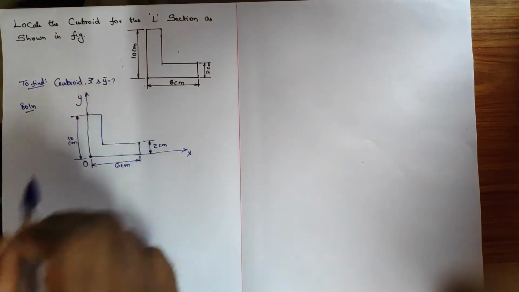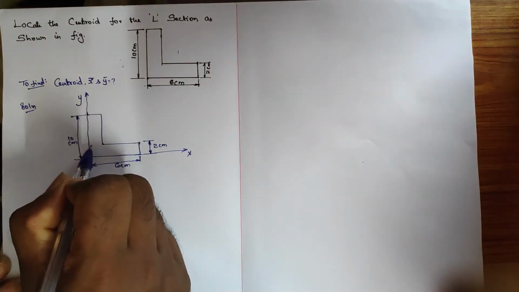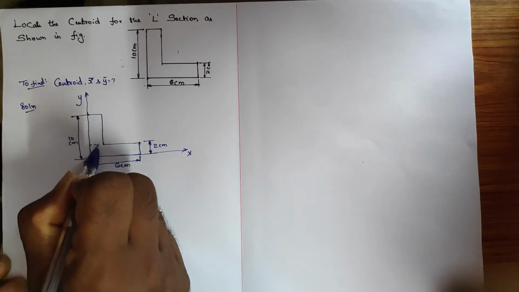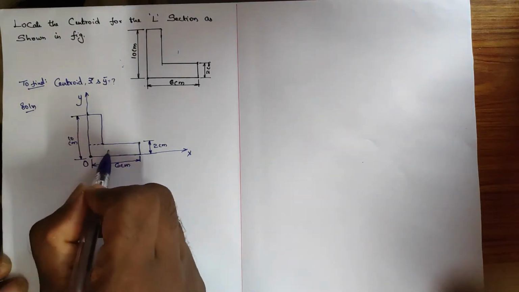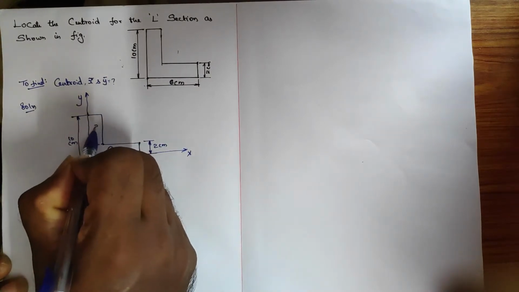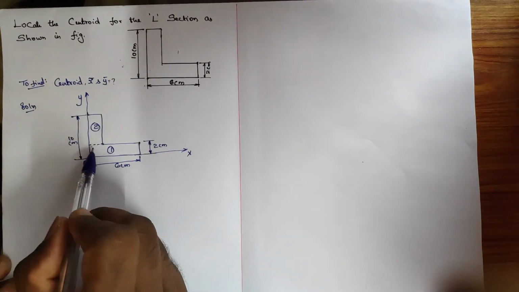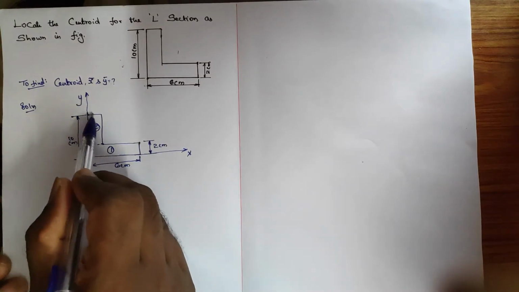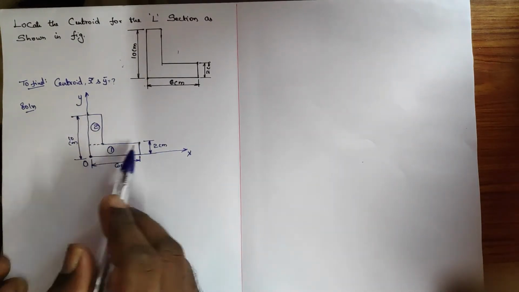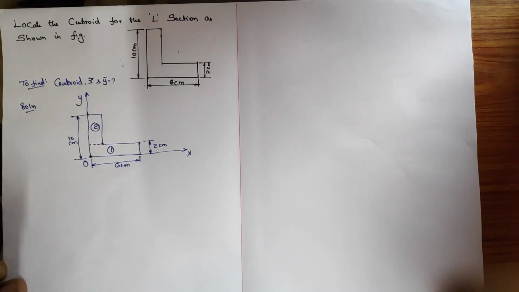Then try to break down the L section. I am going to break down this L section just like this, okay, and I am going to consider this as one part and this as a second part. Okay, this is one part and this is another part, two parts, right? Both are rectangles. Okay, so after dividing into simple sections, the next step is, for each and every individual part, we need to find the self centroid x1, y1 and the area.